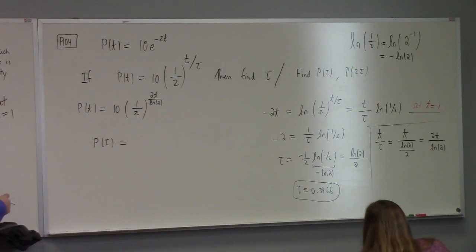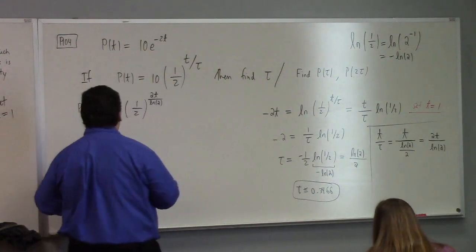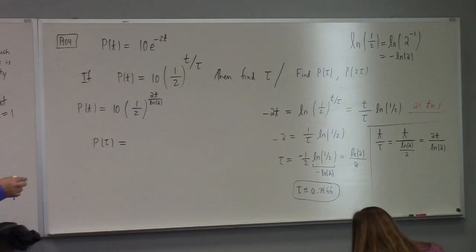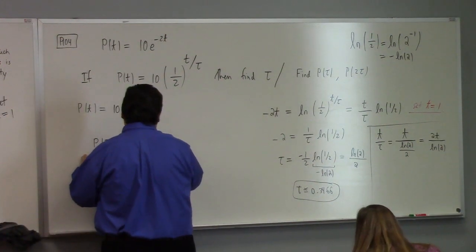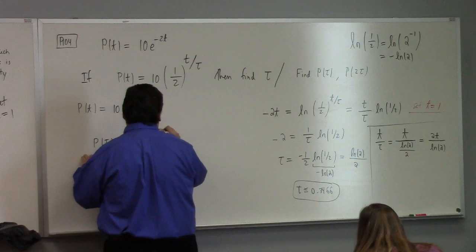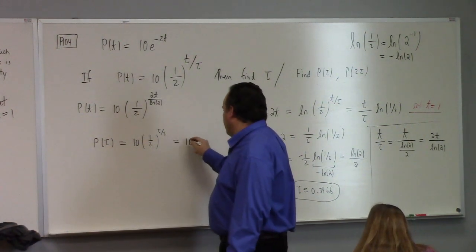Now, there are two different ways we could go here. This is one way. Well, that's not wrong. It's fine. My point is, it's actually in your best interest to not put the number in, but rather to think about this symbolically. What happens when I put tau into my 1/2 to the t over tau formula? What do we get? I got 10 times 1/2 to the tau over tau. What's that? That's 10 times 1/2.